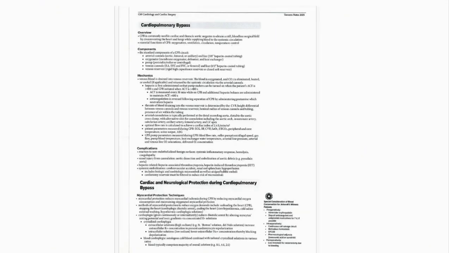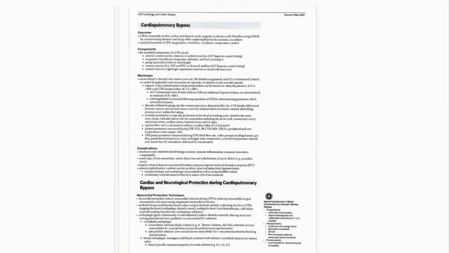Second is the oxygenator, which replaces lung function. It contains a membrane oxygenator, a defoamer, and a heat exchanger that controls blood temperature. Third is the pump, which generates blood flow. Two types are commonly used: roller pumps and centrifugal pumps.